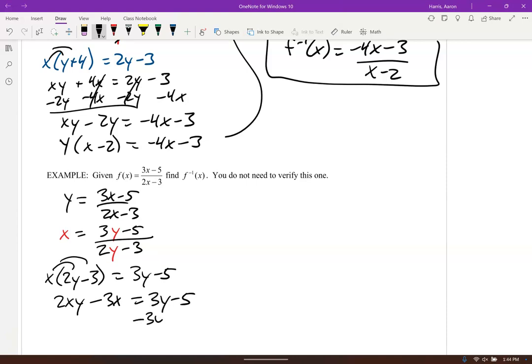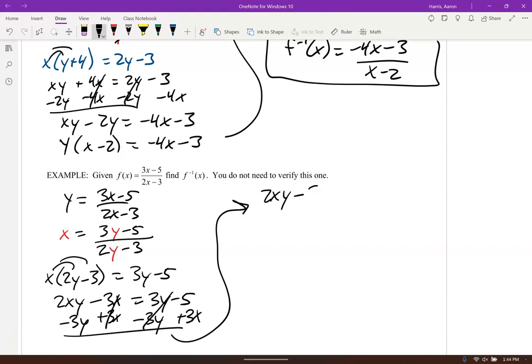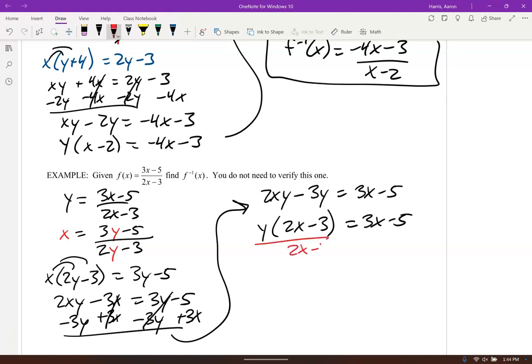Get all the y's on one side. Take that 3x over to the other side. So we have 2xy minus 3y equals 3x minus 5. And now we can factor a y out of both of those. Then we'll divide by that 2x minus 3. So y is 3x minus 5 over 2x minus 3. In other words, that's our inverse.